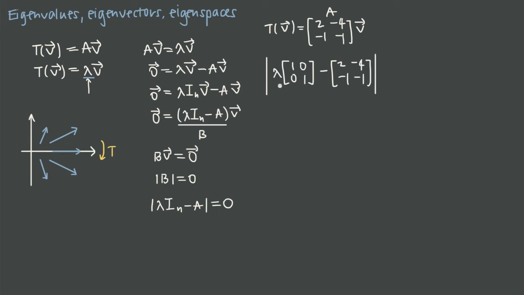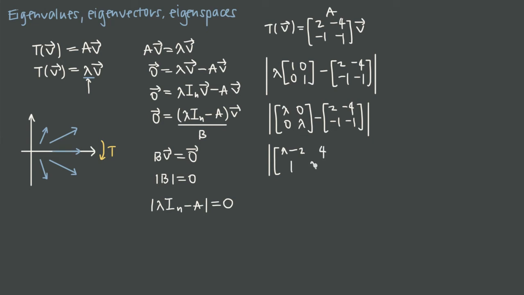And then here, we'll multiply lambda as a scalar across the identity matrix. So we'll get here lambda 0, 0, lambda, minus A, 2, -4, -1, -1. And then we'll do the subtraction here. So we'll get lambda minus 2, we'll get 0 minus a -4, 0 minus a -1, and then lambda minus a -1, or lambda plus 1.